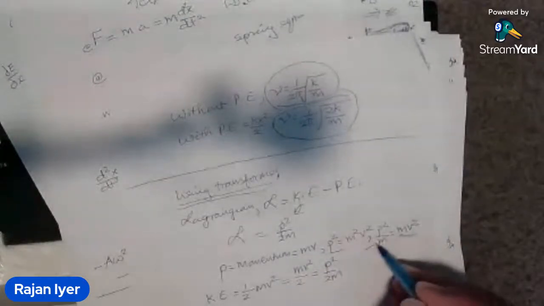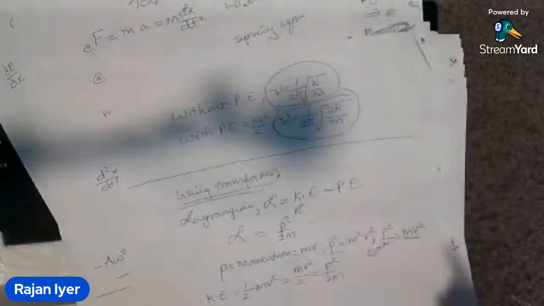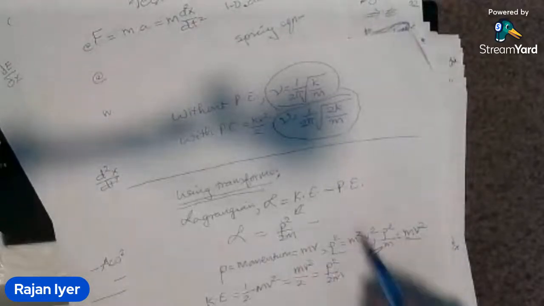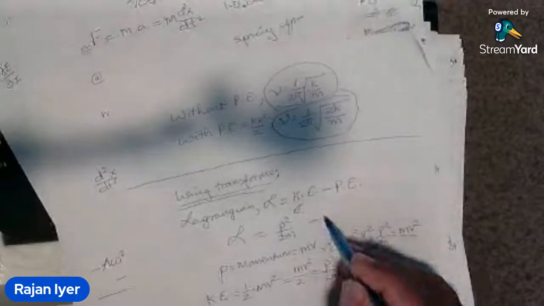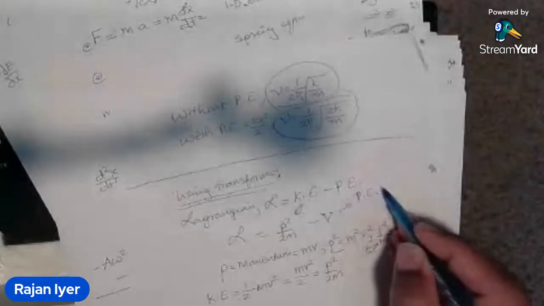Okay. And then the potential energy, I think normally it's taken as V or something, depending on the convention. Either V or phi, or U. The potential energy is V or phi.